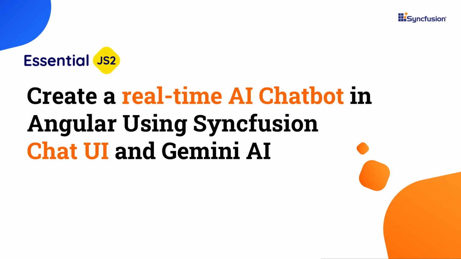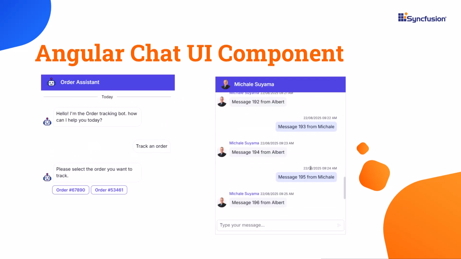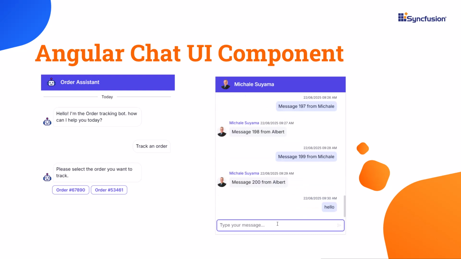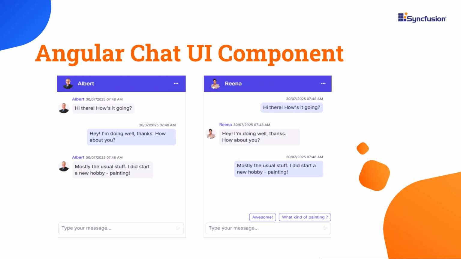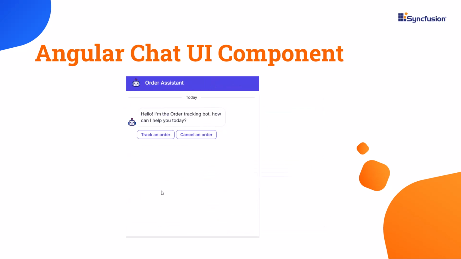Welcome to this tutorial on integrating AI-powered chat functionality with Syncfusion's Angular Chat UI component. The Angular Chat UI is a lightweight and highly customizable component designed for creating modern chat interfaces. It displays conversations between two or more users, offering powerful features like real-time typing indicators, on-demand message loading, and message suggestions, and providing a great user experience.